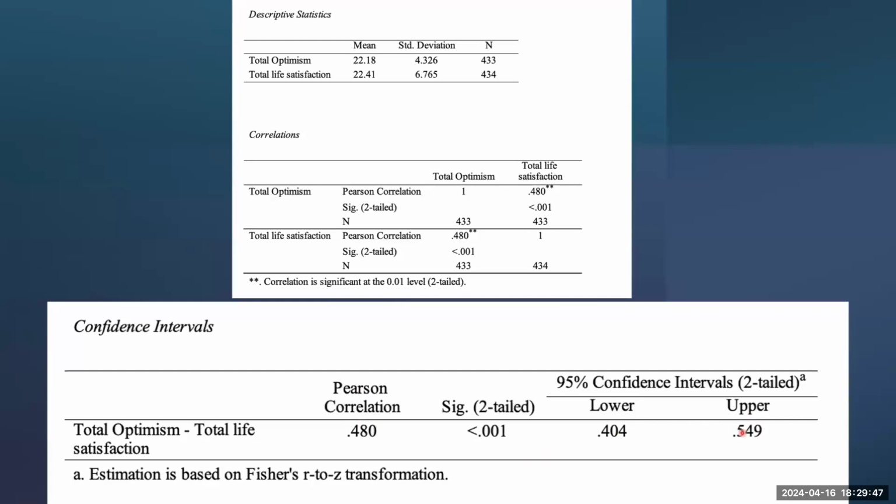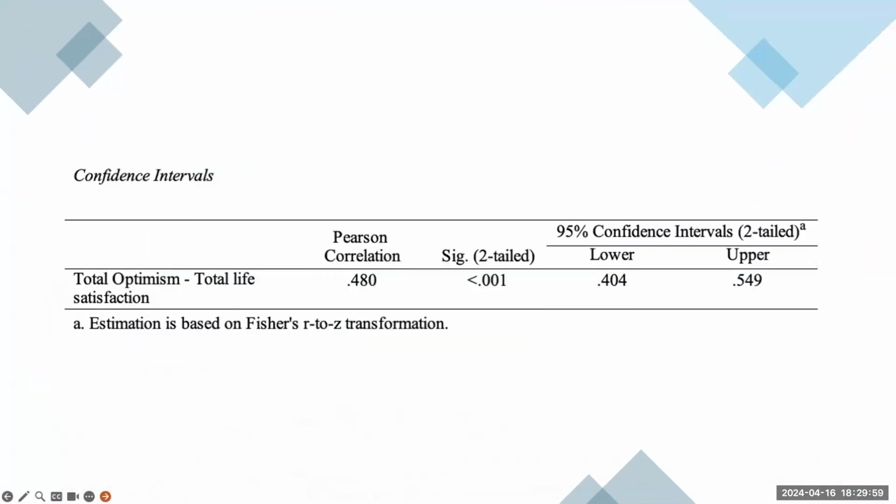Okay? Now, what would that look like once we say, okay, we've got the results, let's go ahead and write this thing up. Now, again, this is the confidence interval slide. I just wanted to show it by itself. As you can see, the correlation coefficient.